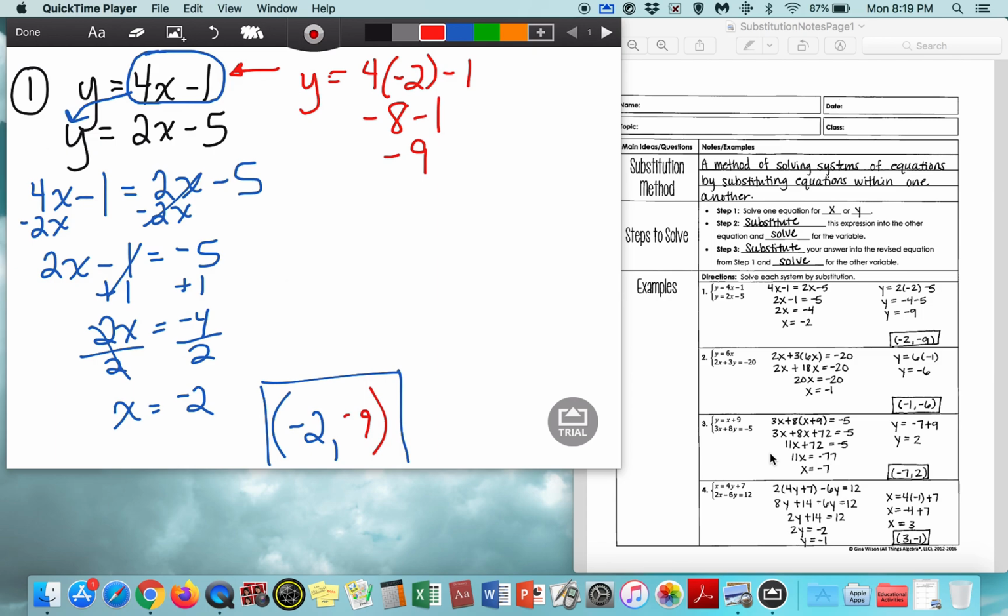So this, again, is called substitution. We learned how to do this graphing, and now we're learning a new technique. We will also be learning a third technique called elimination.